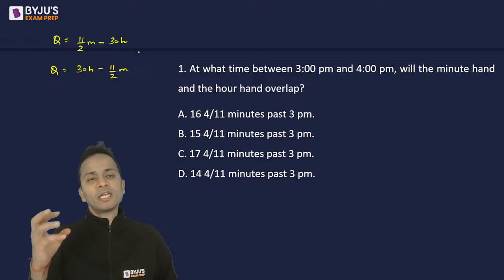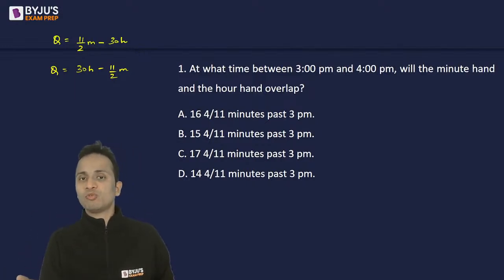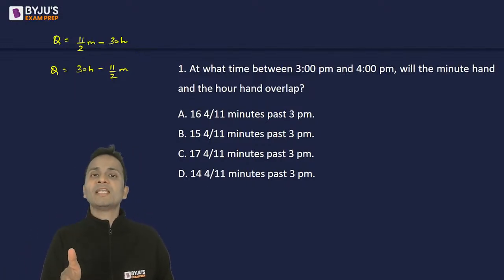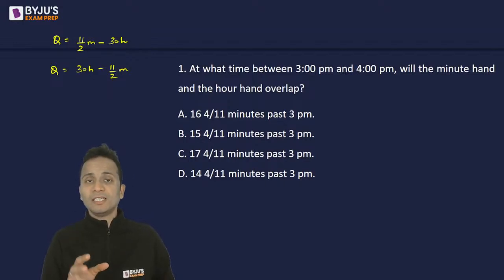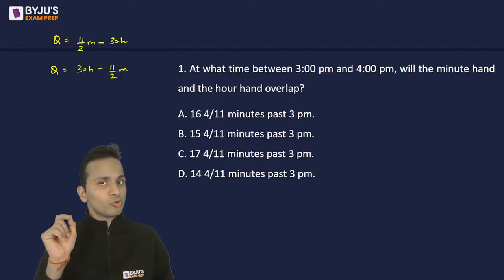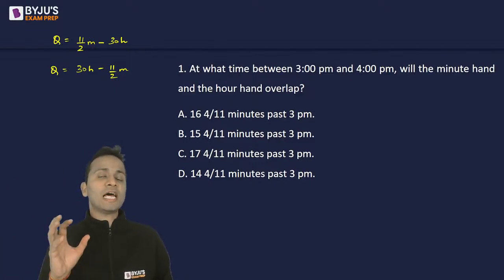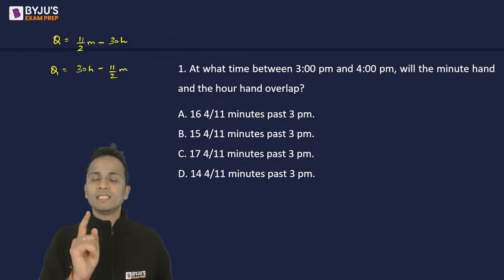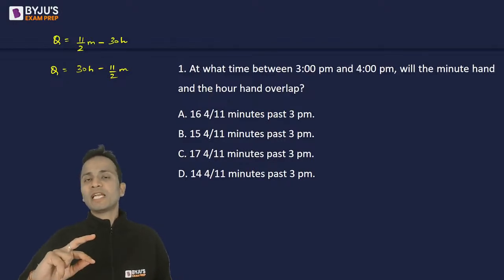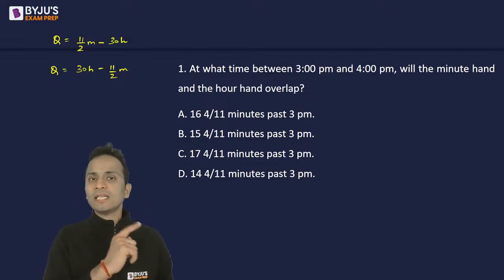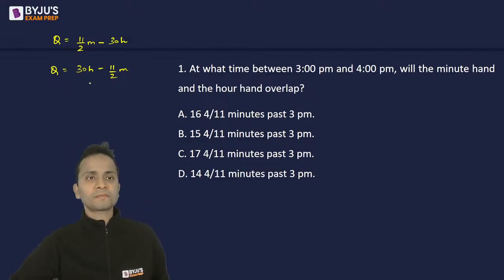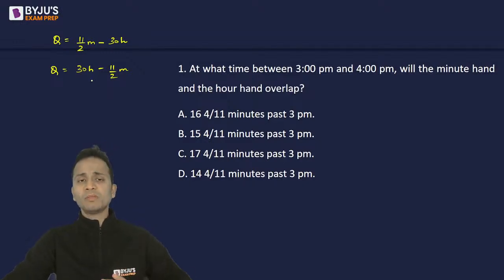Now, which formula to be used? It depends on the relative position of the minute hand with respect to the hour hand. If the minute hand is before the hour hand, then the second formula will be used. You can note it down. So if I go in the clockwise direction and the minute hand is before the hour hand, then I'll use the second formula. If the minute hand is after the hour hand, then I'll use the first formula. Now in this case, both the hands are overlapping each other. So both the minute hand and hour hand are together, so you can use any of the formulas, right?